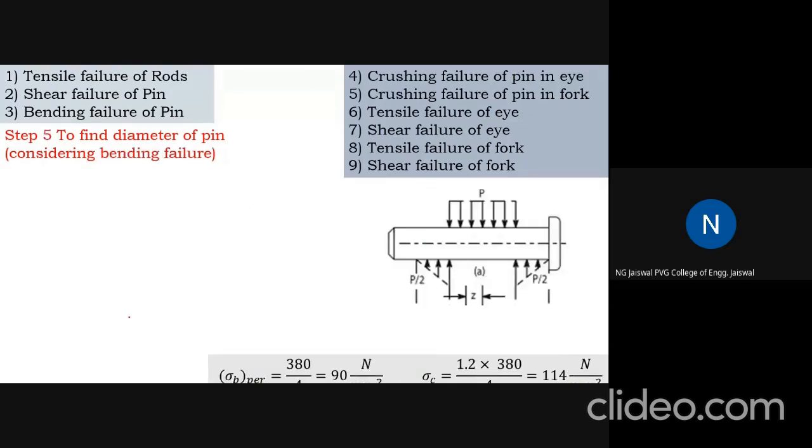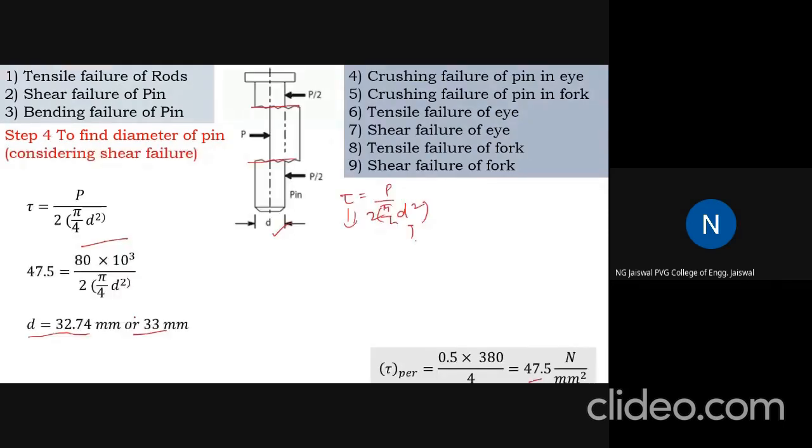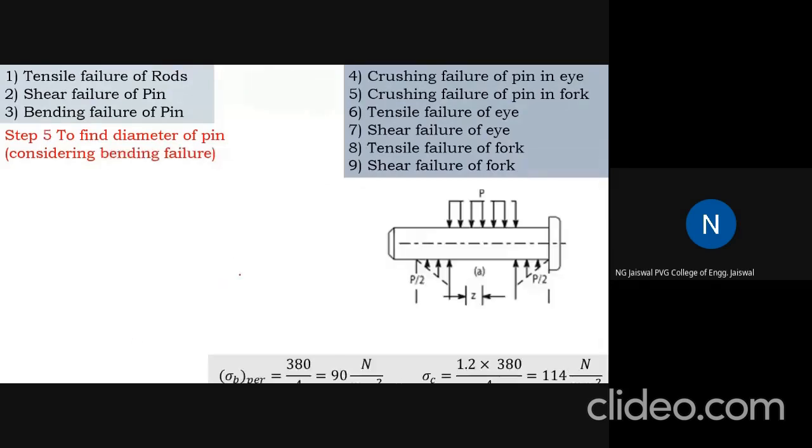So that was the tensile shear failure earlier. Shear failure, and this 33 mm signifies what? This dimension signifies that if you take this dimension of the pin, it will not fail under shear. Why will it not fail? Because induced stress will be equal to permissible stress, and that's why it will not fail. This is the meaning of this 33 mm diameter.